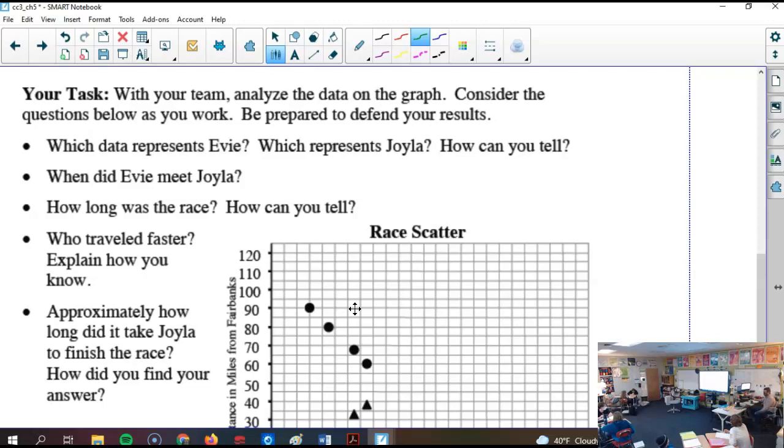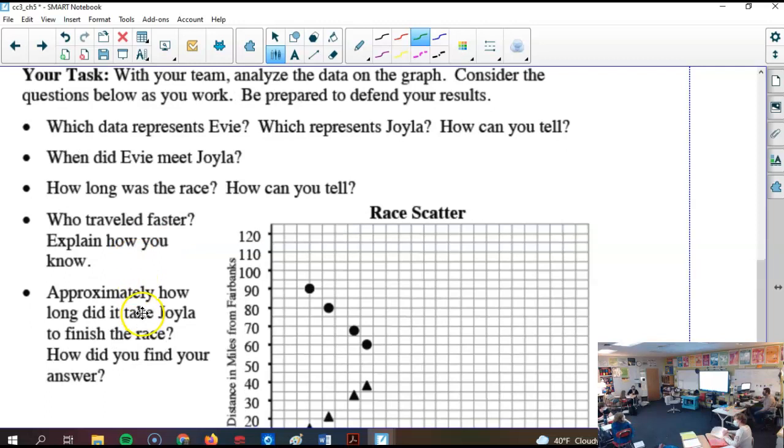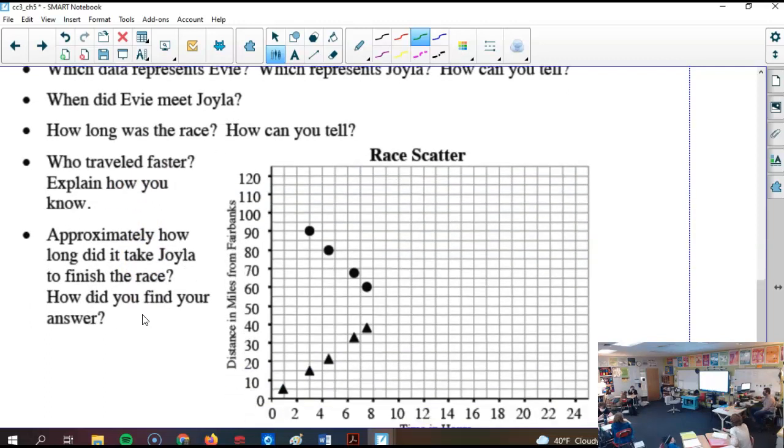I want you guys to go ahead and, using what we see here, try to answer these questions: how long was the race and how can we tell? Who traveled faster and how do we know? And how long did it take Jola to finish the race? And how did we find our answer?